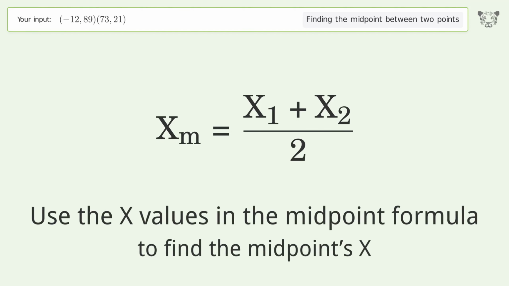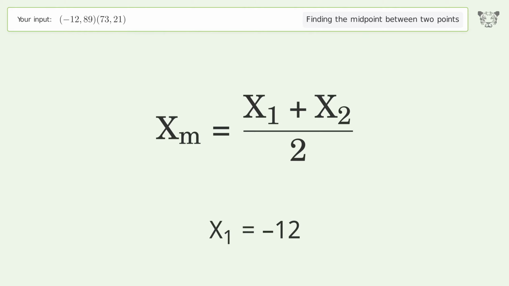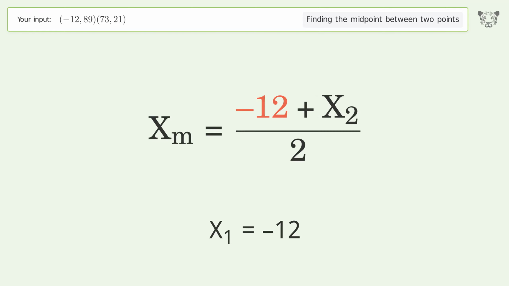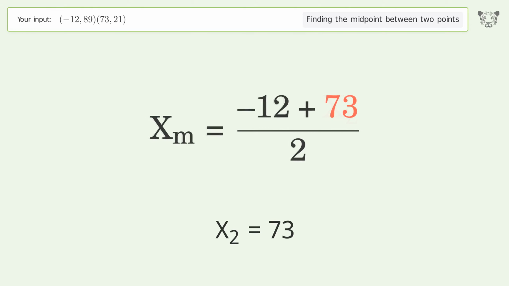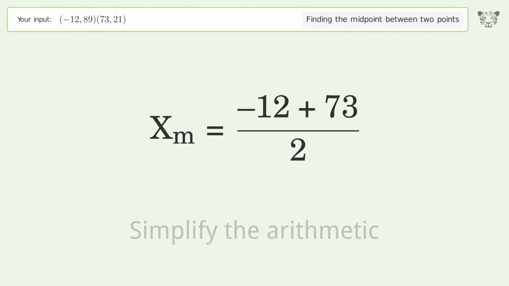Use the x values in the midpoint formula to find the midpoint's x. x1 equals -12. x2 equals 73. Simplify the arithmetic.